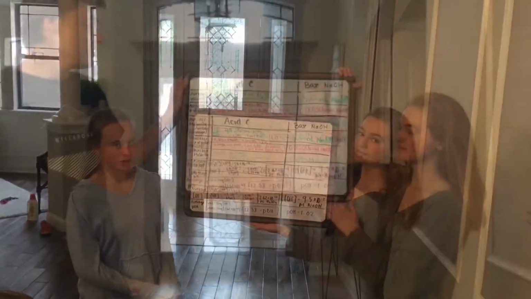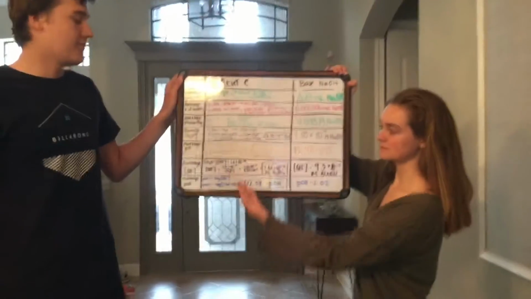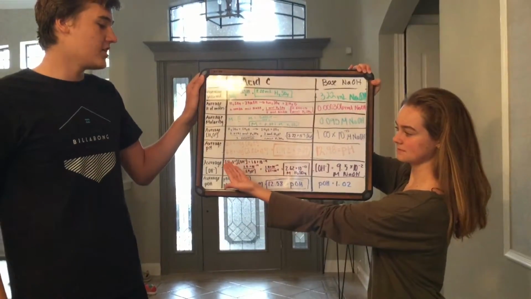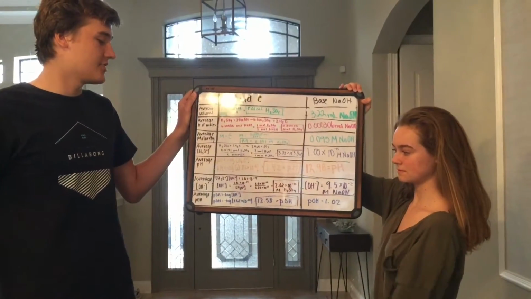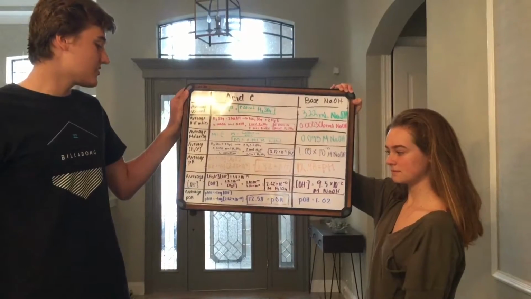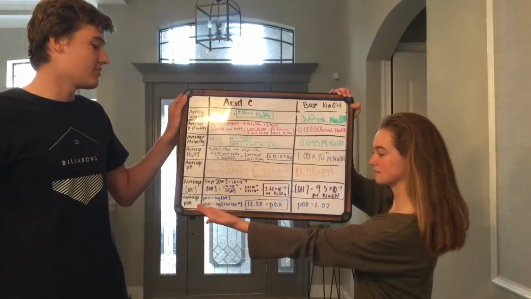Because of the ratio of 2:1 of H2SO4 and H2O, the average molarity was multiplied by 2 to find the average hydronium. The average pH was found by taking the negative log of the average hydronium. The average hydroxide was found by dividing 1.0 times 10 to the negative 14th by the average hydronium. And the average pOH was found by taking the negative log of the average hydroxide.